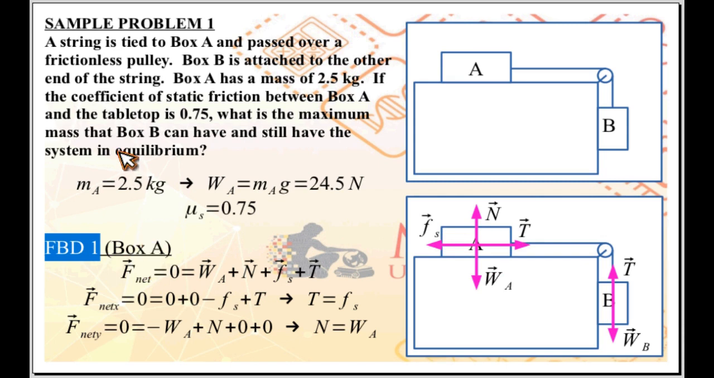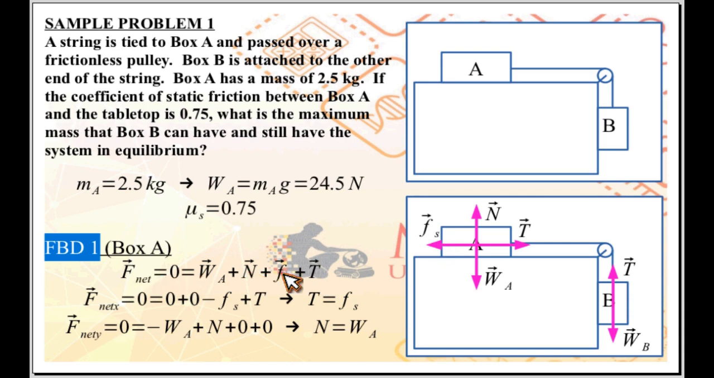The system is in equilibrium. So in analyzing the free body diagram, we set the net force to 0. So F net is equal to 0. F net is the summation of all the forces acting on box A. So we have normal force, tension, weight A, and friction. So the summation of all those forces is equal to 0.